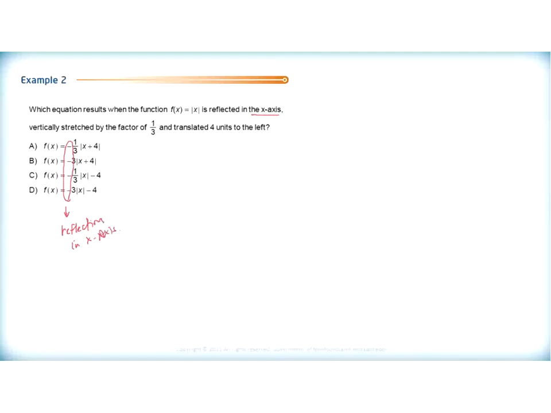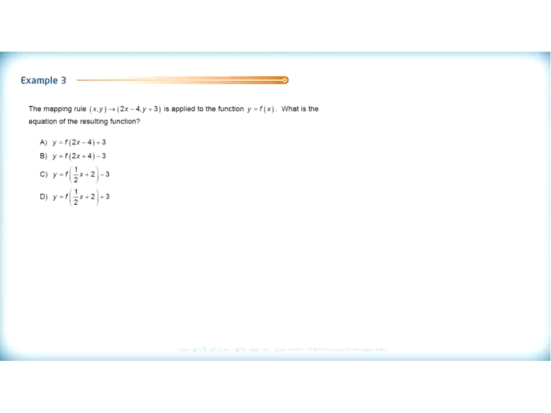It's vertically stretched by a factor of 1/3. There are 2 of these that have a vertical stretch of 1/3, and that's A and C. And we're looking for a translation of 4 units to the left. That's a horizontal translation of -4. A horizontal translation of -4 would be A. Horizontal translation of -4 is indicated right there. This one has a vertical translation of -4. So the correct answer is A.